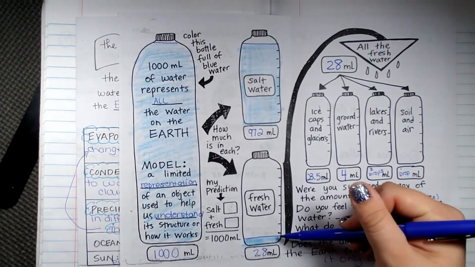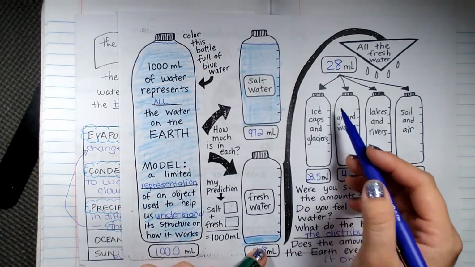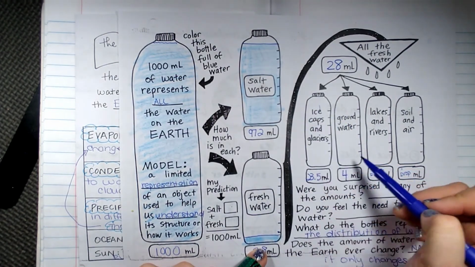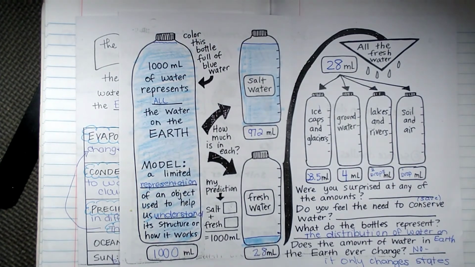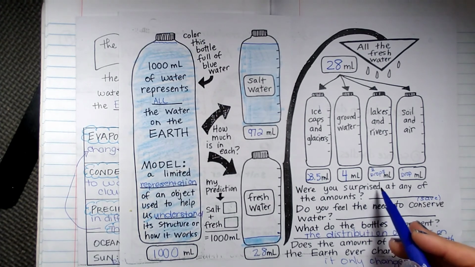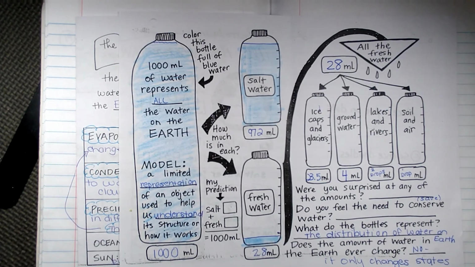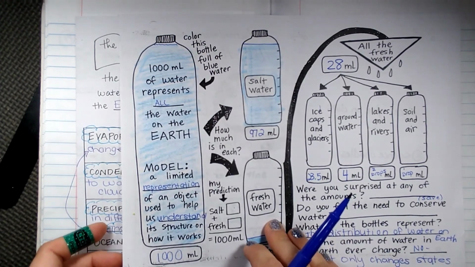The 28 milliliters would be too small for us to fill these up. So we're not actually going to color those because it is so small. So fill in these questions, and that will be your notes for today in the distribution of water.